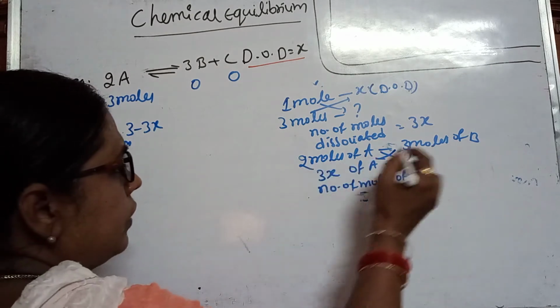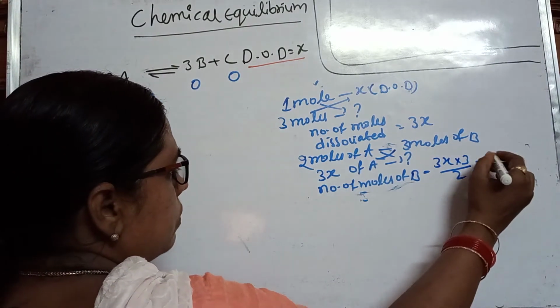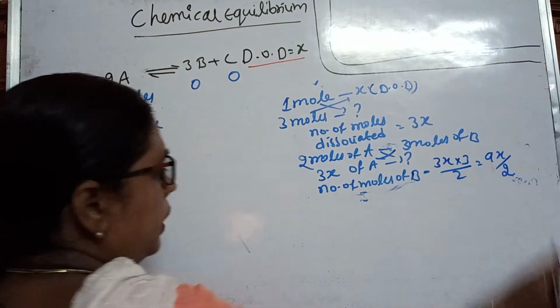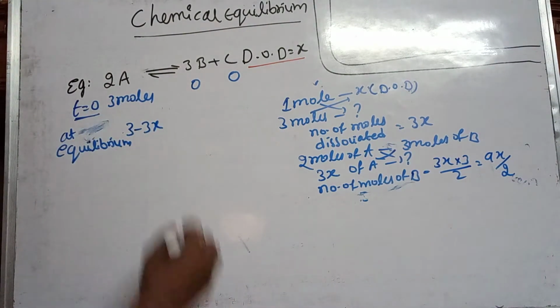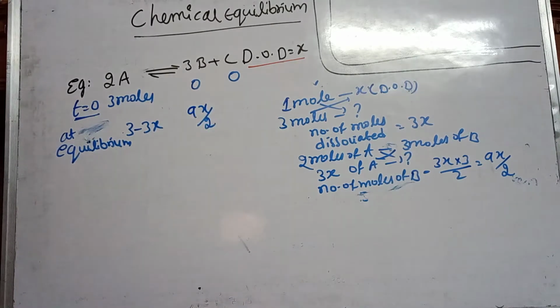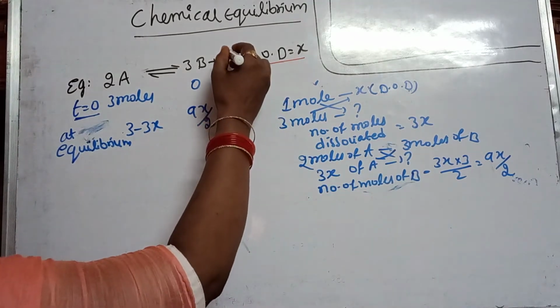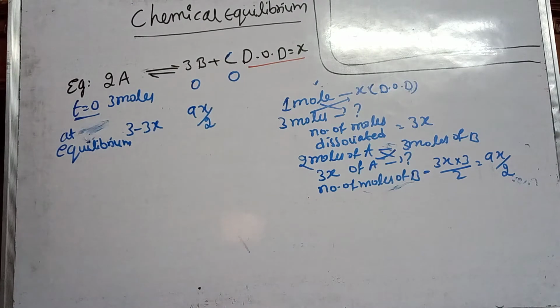So here 3x into 3 by 2, means totally 9x by 2. So the number of moles of B at equilibrium is 9x by 2. Next, one more compound is there, a product. What is that? C.